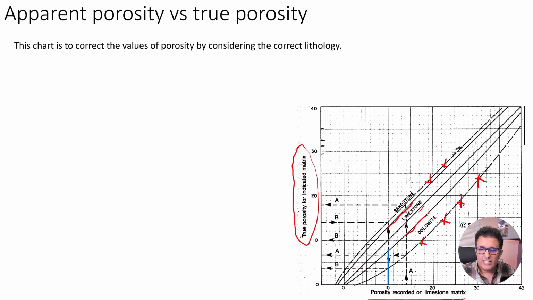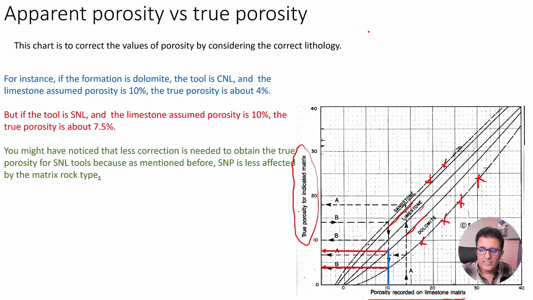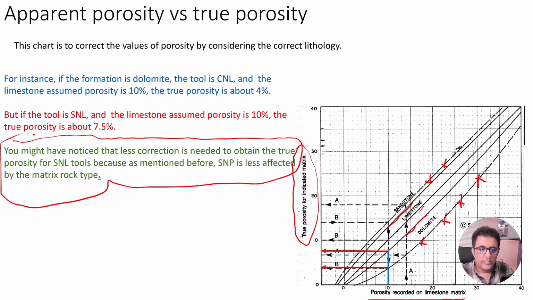Now just let me give you an example. Assume that the porosity recorded on limestone matrix is 10%. If the device is CNL, the correct porosity will be 4%. And if the device is SNP, the correct porosity will be 7.5%. Let me highlight what I've written here for you. You may notice that this correction is needed to obtain true porosity for SNP.